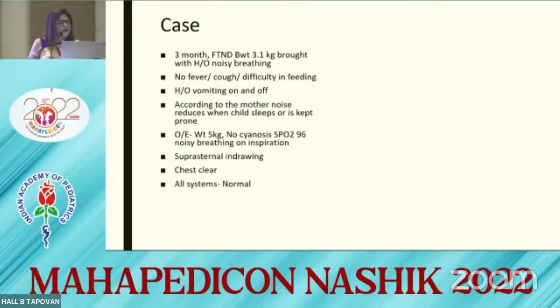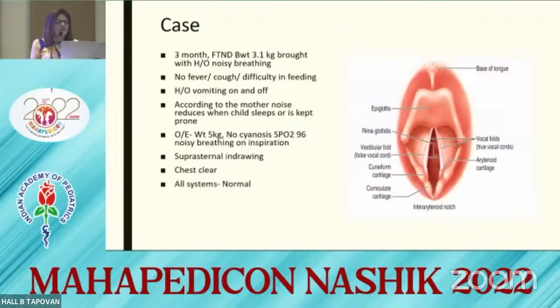Okay. His weight was 5 kg at 3 months, no cyanosis, saturation of 96, some noisy breathing on inspiration, suprasternal indrawing, chest was clear, all systems were normal. Okay. So any guesses here?